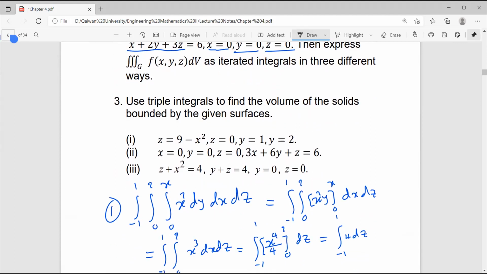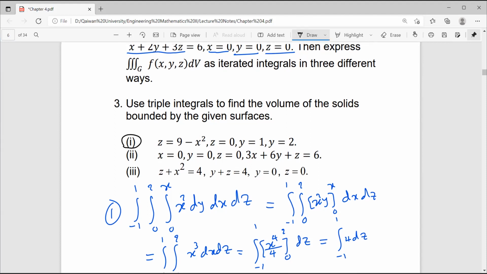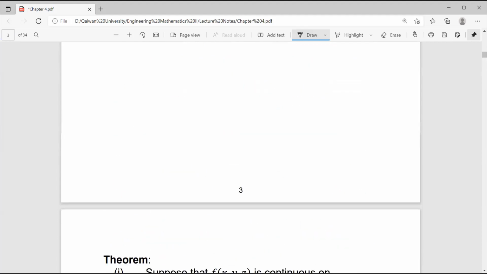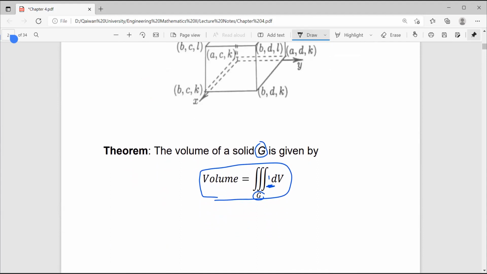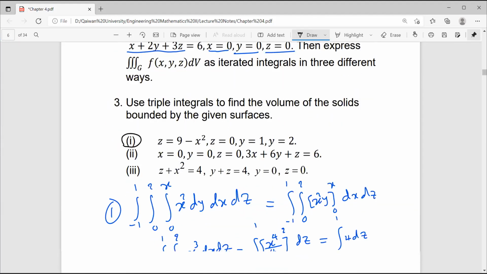In the third one, it says use triple integrals to find the volume of the solids bounded by the given surfaces. We should use triple integrals to find the volume. Before we write down the rule of volume, we say the volume of a solid is the triple integral over the region. Here we have no functions.